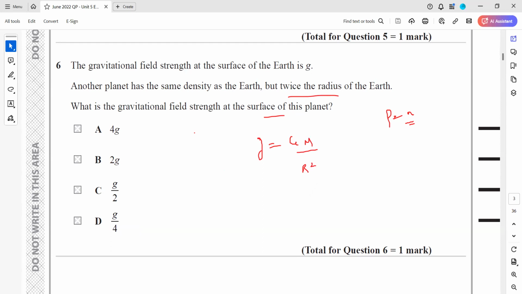And remember the relation between the gravity and the mass, because g = GM over r squared. And what about the mass? When we compare, the density is mass over volume, so the mass will be density times the volume, and the volume is 4/3 πr³.